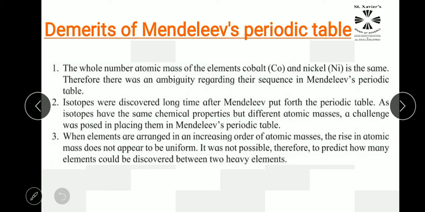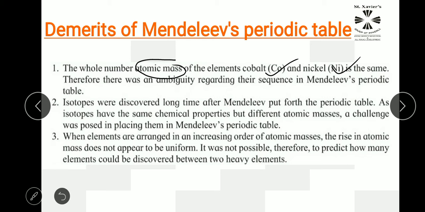When you talk about atomic mass, there was a difference in decimal points, students. But when you take the approximate value, the whole number atomic mass was the same. Therefore there was an ambiguity regarding their sequence in Mendeleev's periodic table. What should be done if they have the same atomic mass? Which will be kept first and which second, students? It was a question mark.